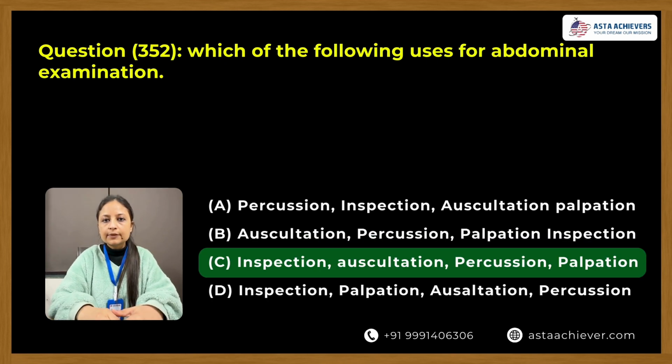Question number 352. Which of the following is the sequence used for abdominal examination? Option A, percussion, inspection, auscultation and palpation. Option B, auscultation, percussion, palpation and inspection. Option C, first inspection, auscultation, percussion and palpation. And option D, inspection, palpation, auscultation and percussion. So option C, firstly we do the inspection, then auscultation, then percussion and then palpation is the correct sequence.